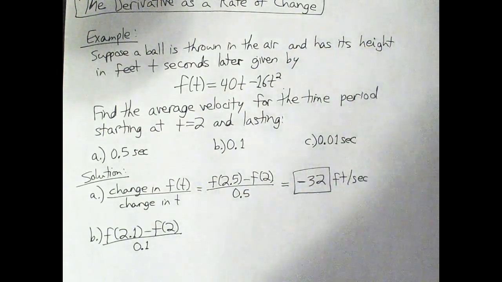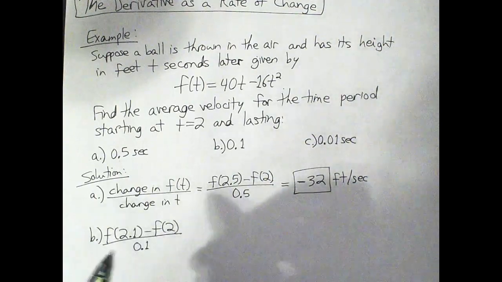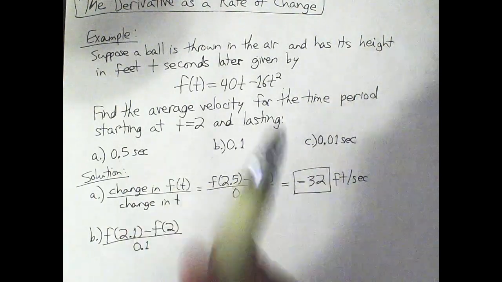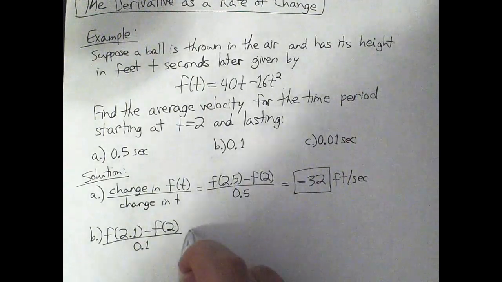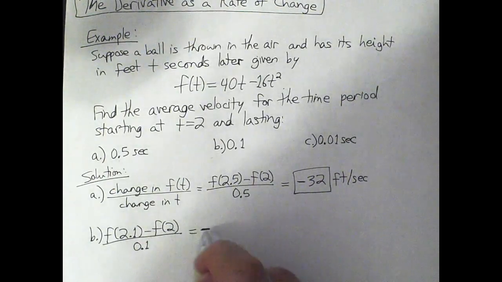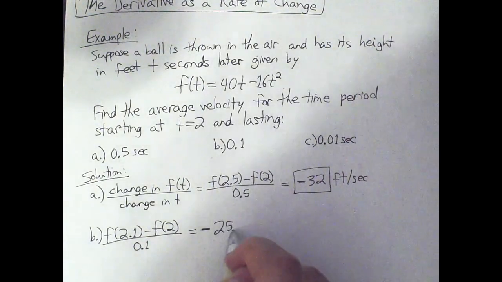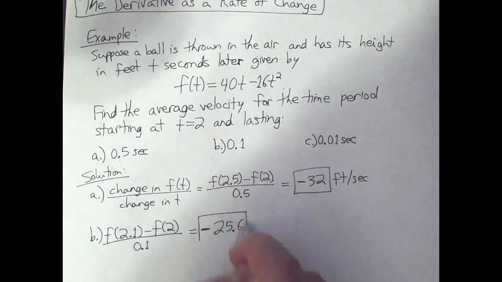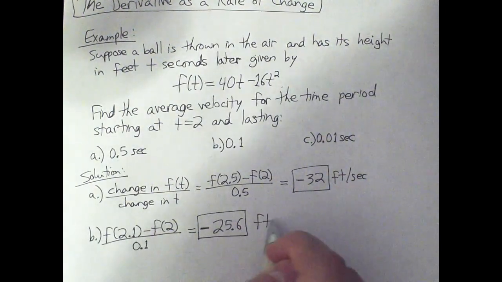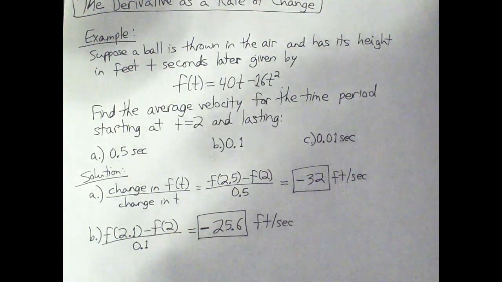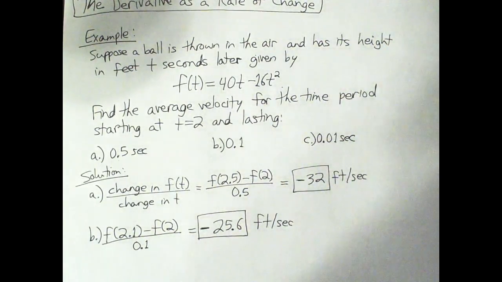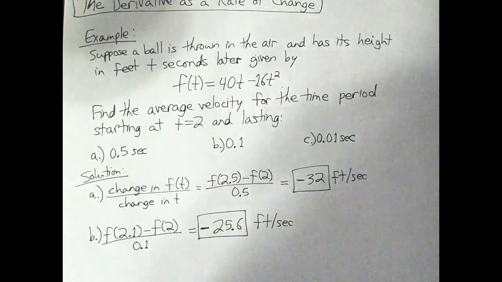And again, you could put 2.1 into the original function, put 2 into the original function. Now we're getting some messy decimals in here, so I might have used a calculator to find this. I wound up finding minus 25.6 feet per second. So different length of time, different average velocity.